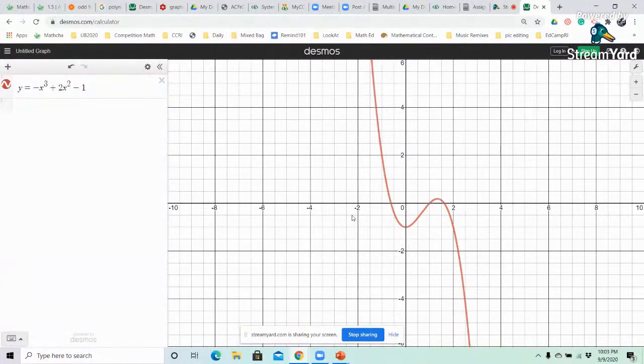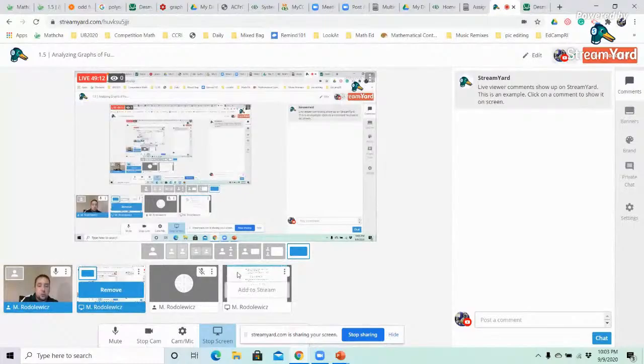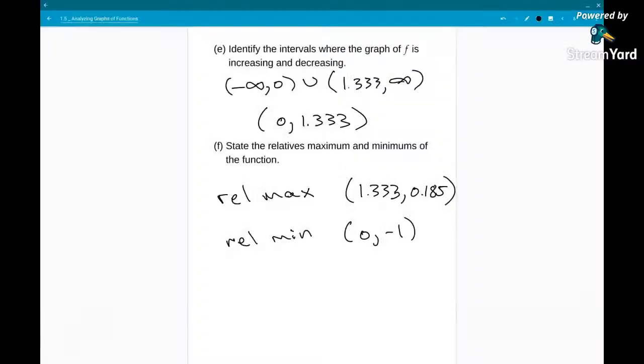Right? What is our relative minimum? Our relative min value, or our relative minimum, is the point 0, negative 1. And our relative max is the point 1.333, comma 0.185. Right. And I will switch back here, add this to the stream. So this was decreasing, and this was our increasing.